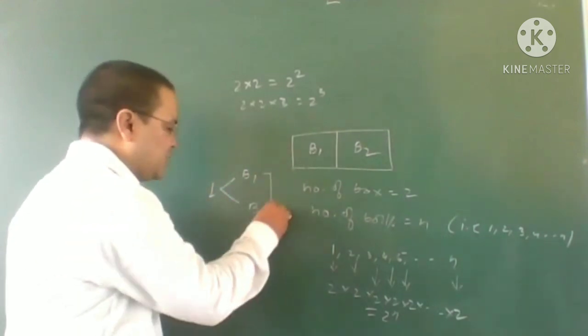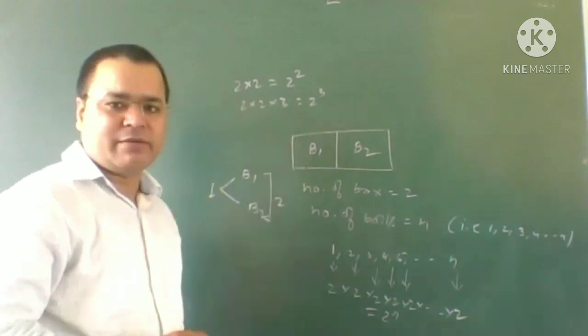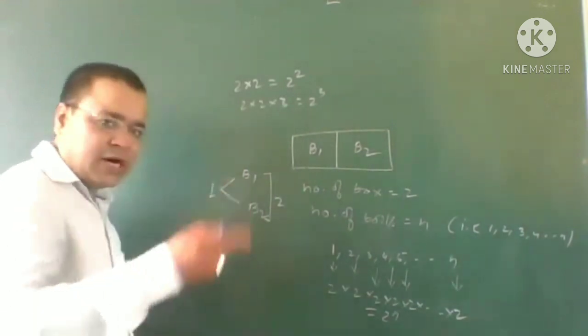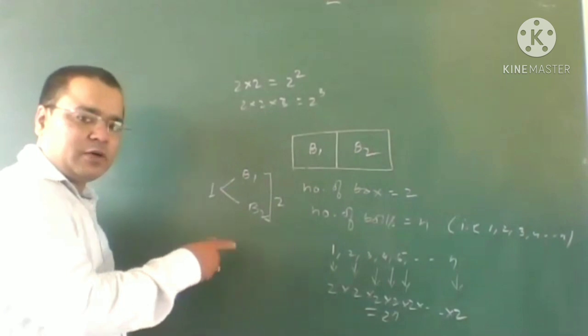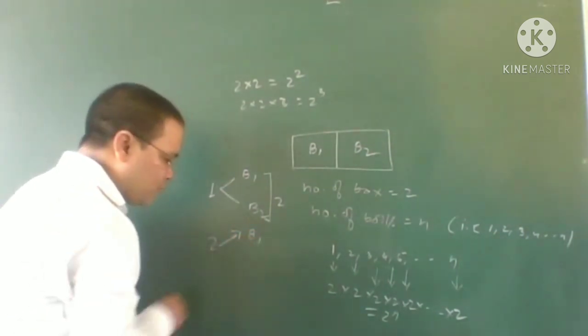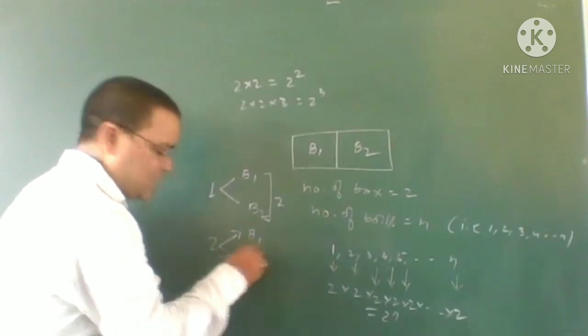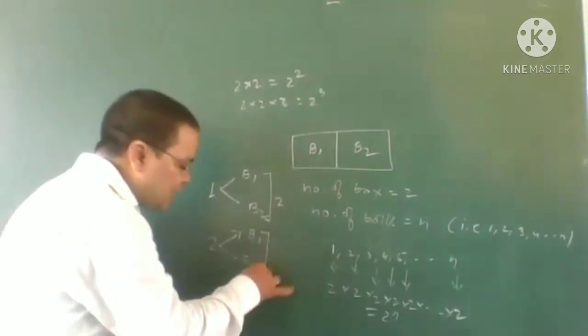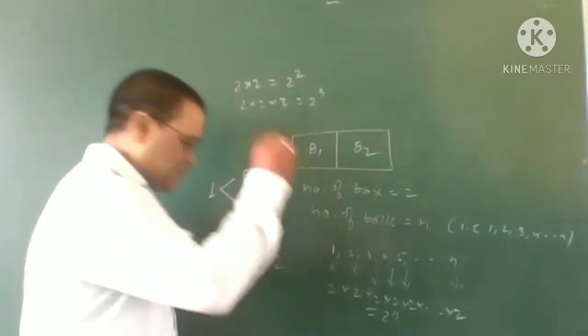It means how many options here? Two options, means two choices we have. Similarly, I am talking about the second ball. The second ball can be put in box first also and in box second also. It means for the second ball also we have two choices.